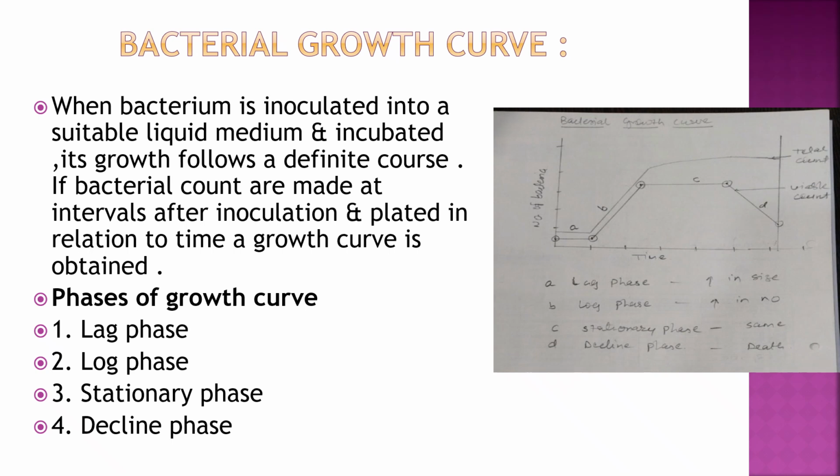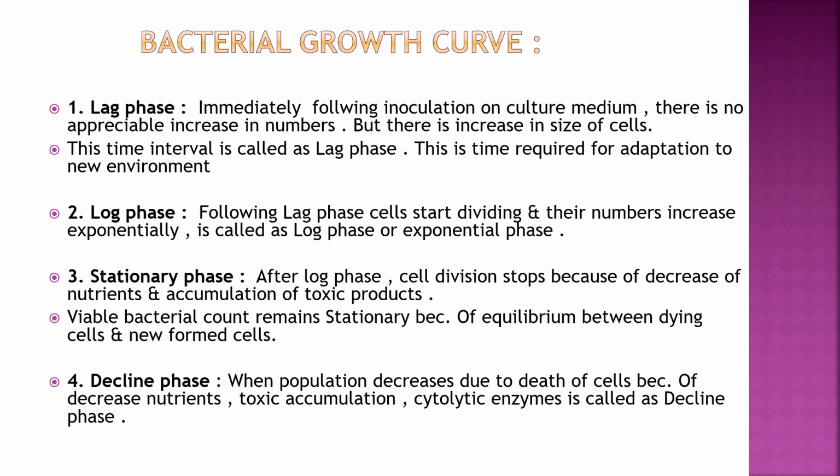Hello students, today we will see bacterial physiology, that is the bacterial growth curve. When a bacterium is inoculated into a suitable culture or liquid media and incubated, its growth follows a definite course, and that curve is called the bacterial growth curve. There are four stages in the bacterial growth curve: lag phase, log or exponential phase, stationary phase, and decline phase. In this diagram you can see these four phases.